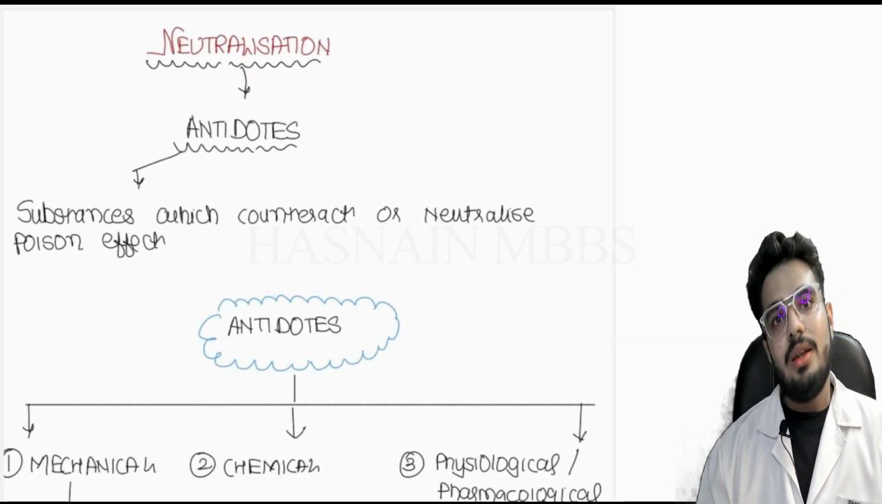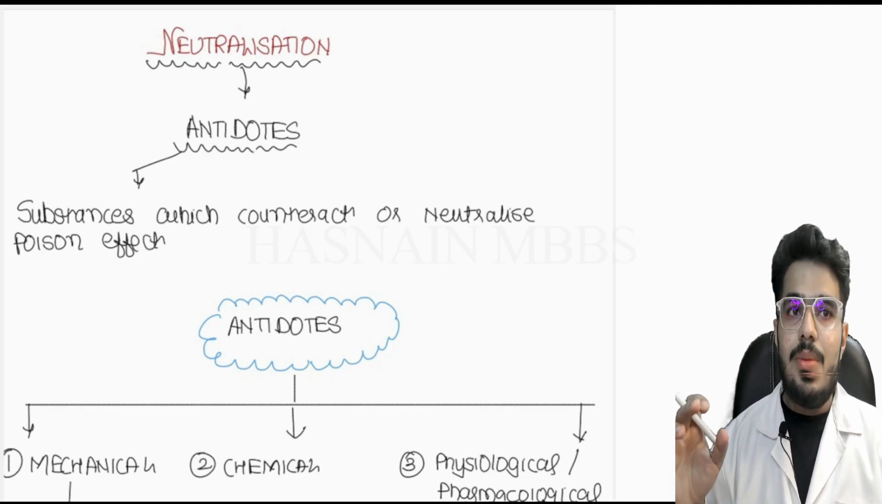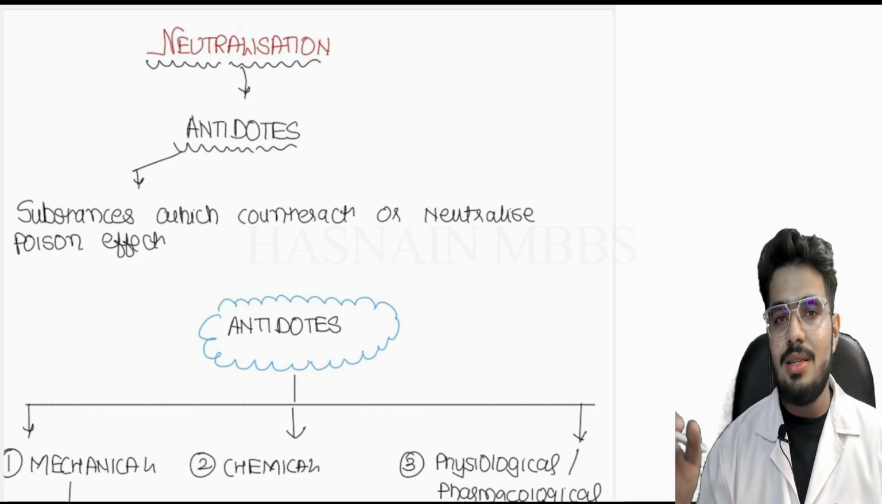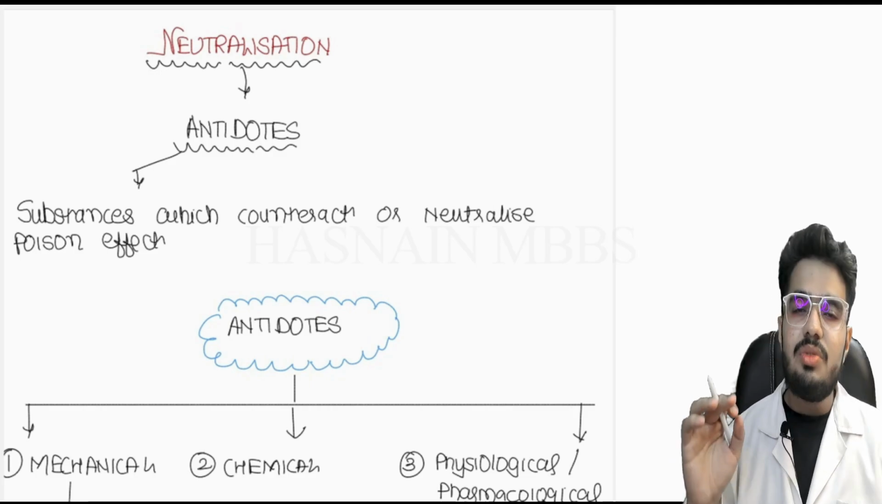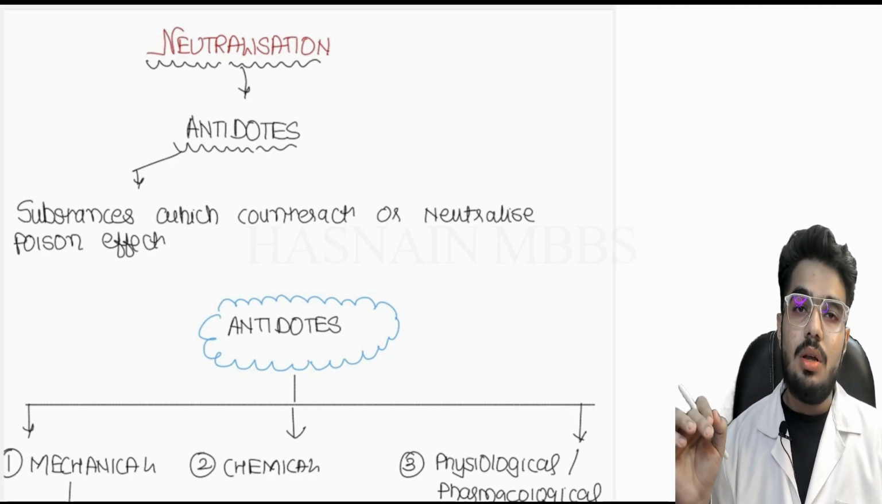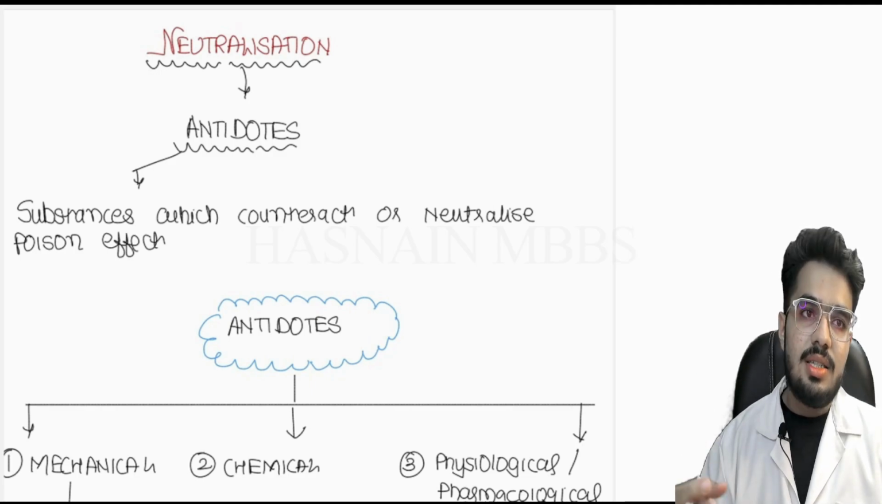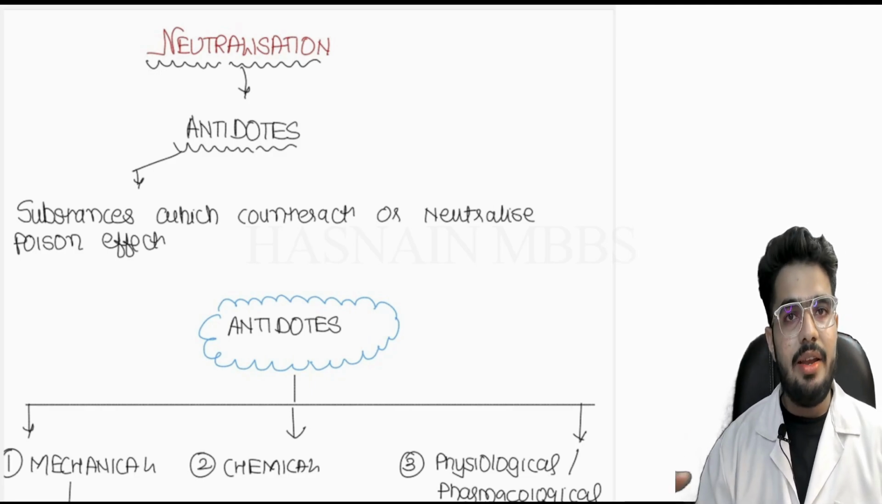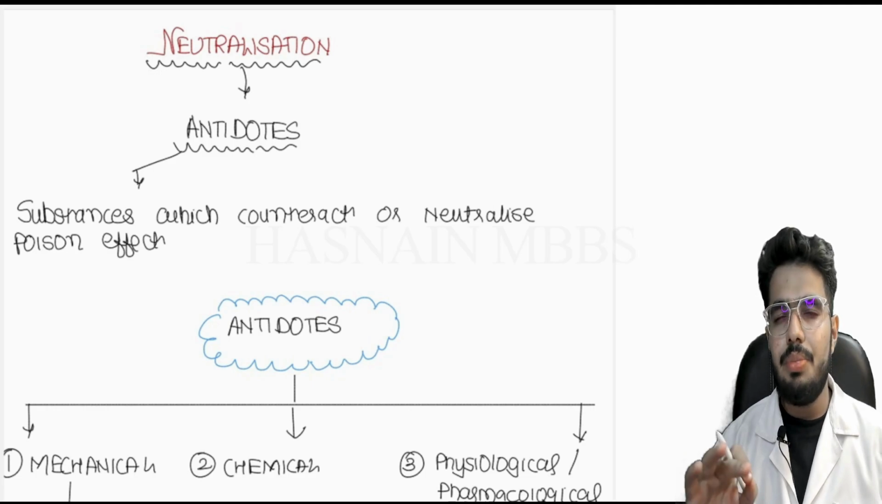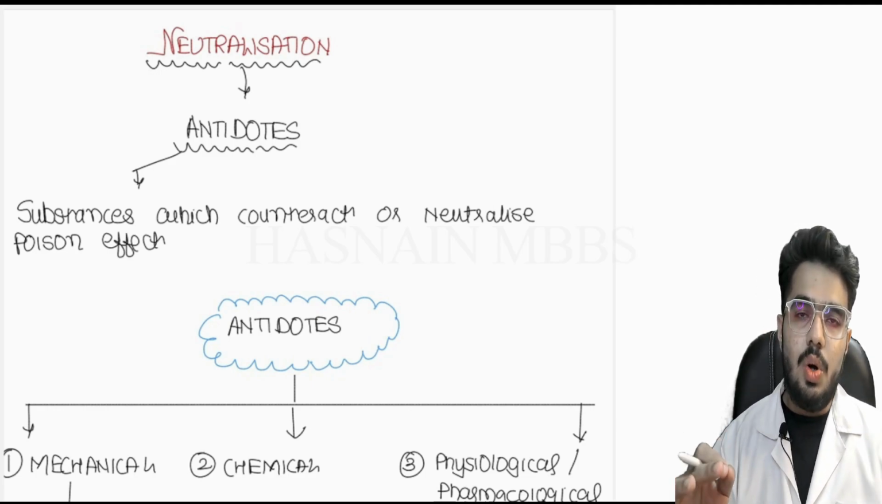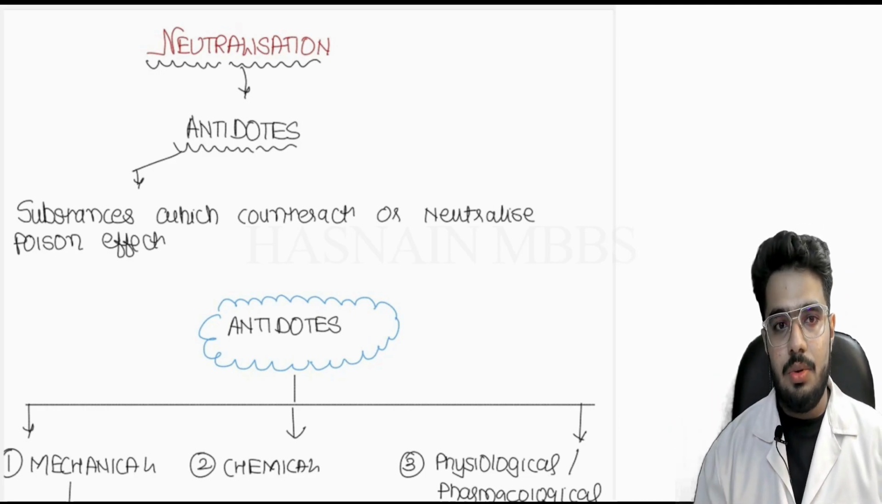So what are antidotes? Antidotes are the substances that counteract or neutralize the poison effect. This is very important from an exam point of view. And even in viva, a question asks: describe antidote, classify antidote, and explain antidote. Like this, simple questions they ask. So how can we classify the antidote?